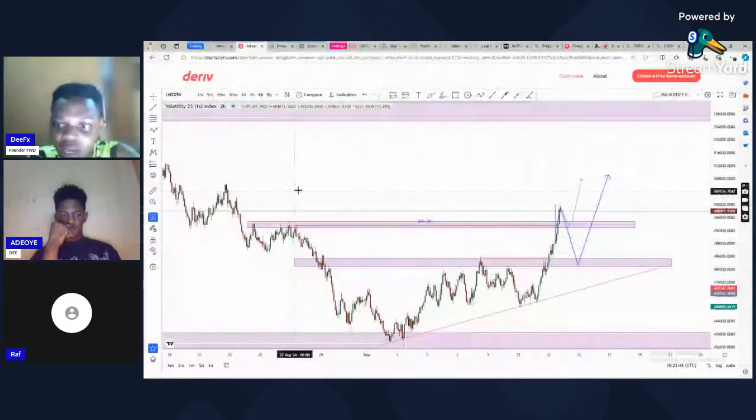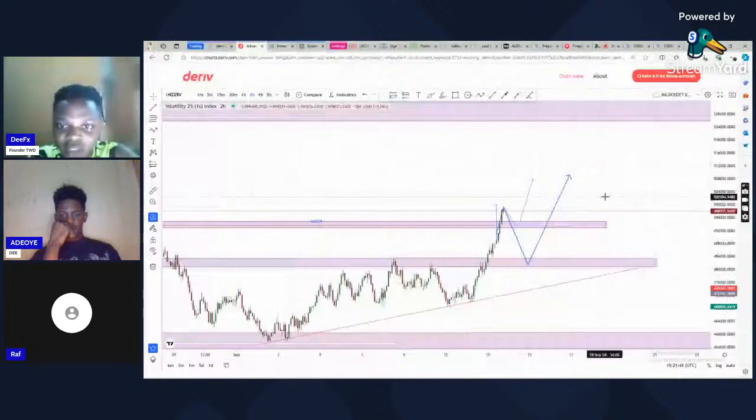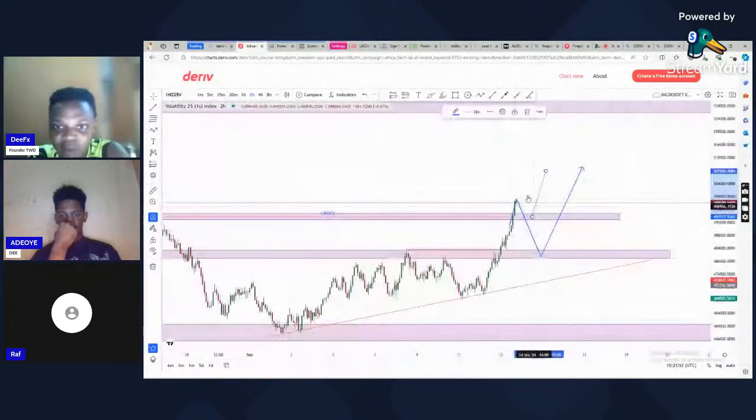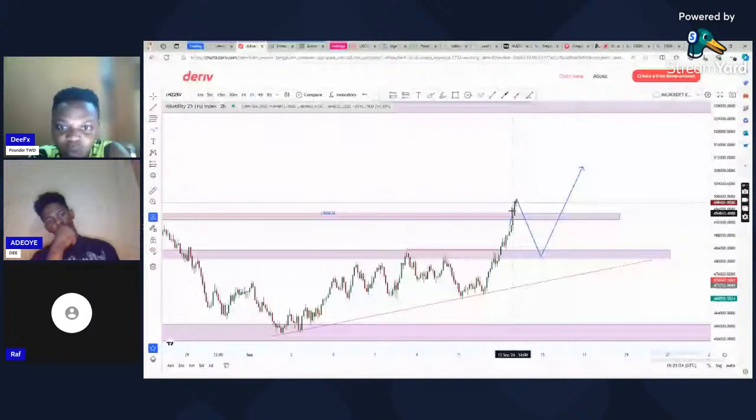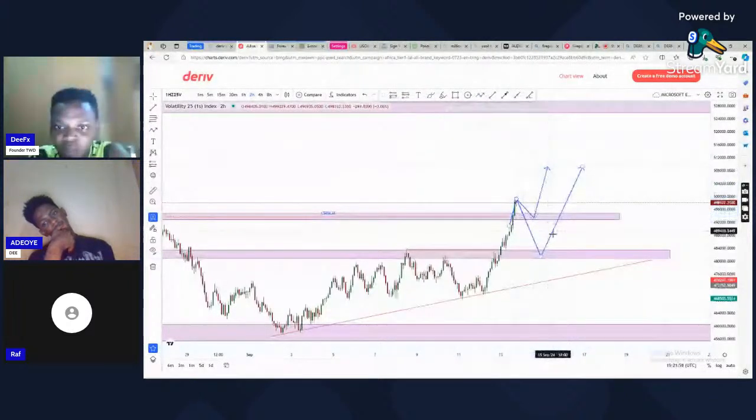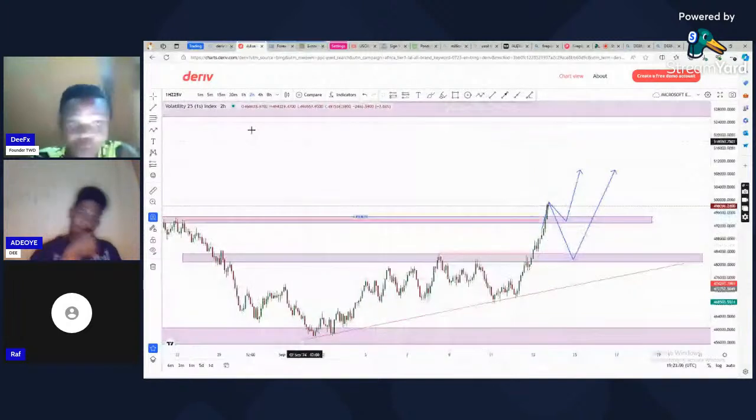Now I have two confluences here. If I see that price doesn't respect my first one, whereas we expect price to do like this, then come back into the zone and pull up, we have our plan B, which is this one. Now that's on the 2 hours. That's for a long term.